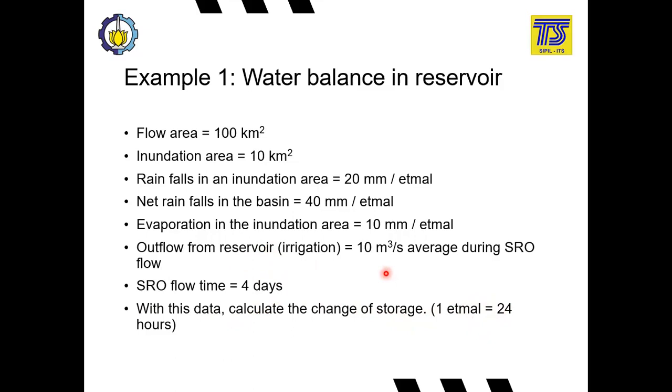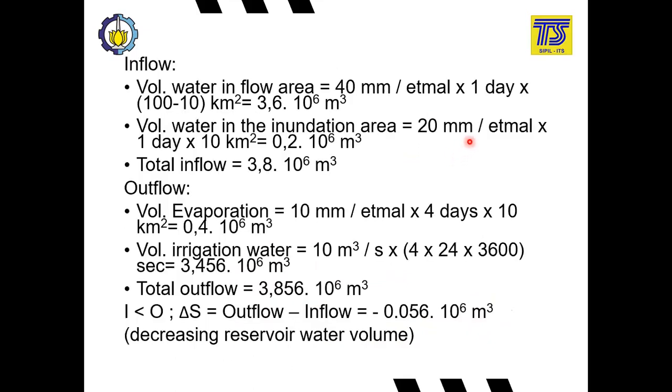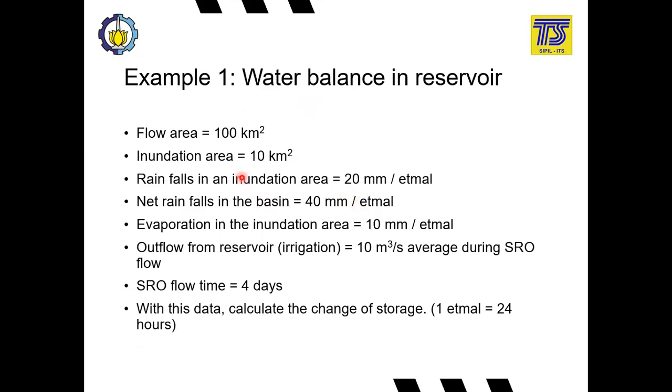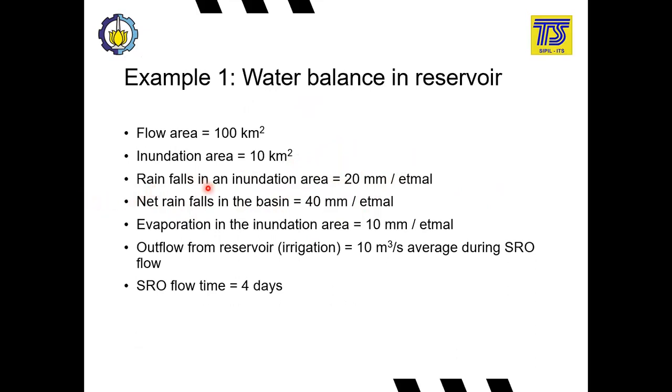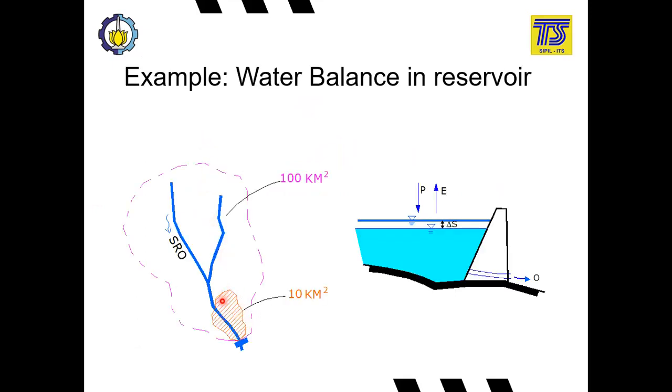Here, the first step of this example is to decide which one is the inflow and which one is the outflow. First, we decide the inflow. The inflow is the volume of water in the flow area and the volume of water in the inundation area. How can we know the volume of the water? By calculating the rainfall. Here we have rainfall in the basin and rainfall in the inundation area. You can estimate that maybe the rainfall is different in these two areas, the inundation area and the catchment area. Maybe the height of the rainfall is different, because in this bigger area the rain is heavier than in this small part of the area.